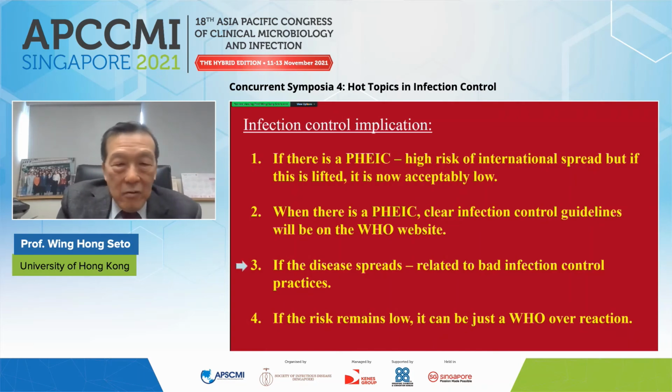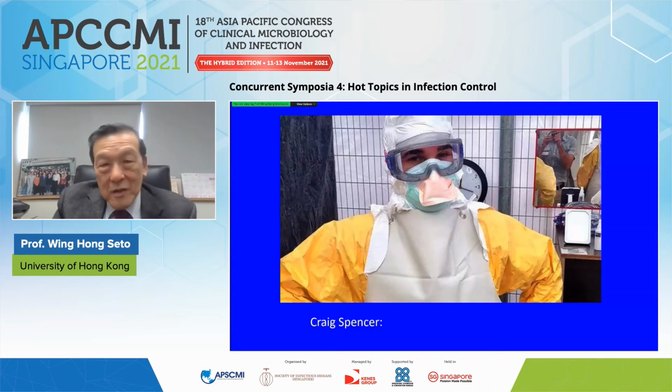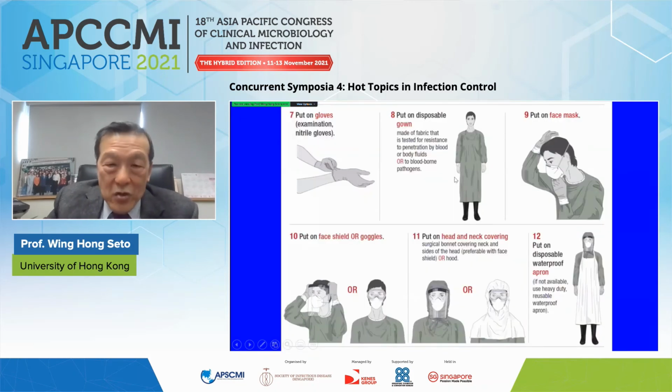Now, what if it's declared a PHEIC and the disease still spreads? Well, usually it's because of bad infection control. Let me give you some example. Now, this is Ebola, okay? And this is the famous hero. But you see all this, you see the outside mask, they wear it such that it's tied outside. That's wrong. The WHO has a guideline.